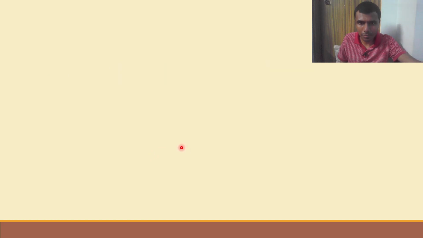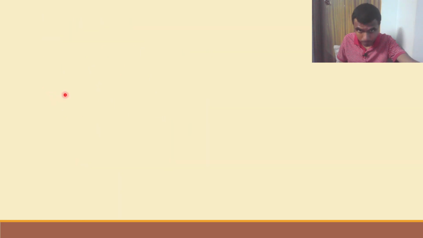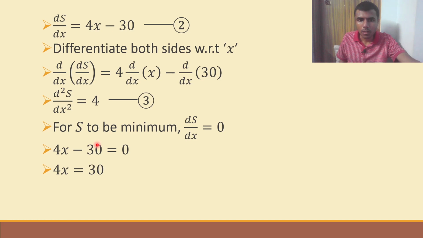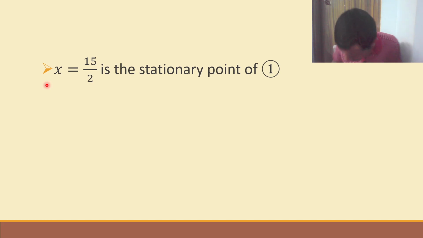What is this one? Equation 1, our original s, you see. So x equal to 15 by 2 is a stationary point of this. Fine. Now we got s. Now we know that x equal to 15 by 2 is a stationary point, but how to know that at this point the sum of squares will be minimum? It could be minimum or maximum. At a stationary point, it could be minimum or maximum. Now how to decide?